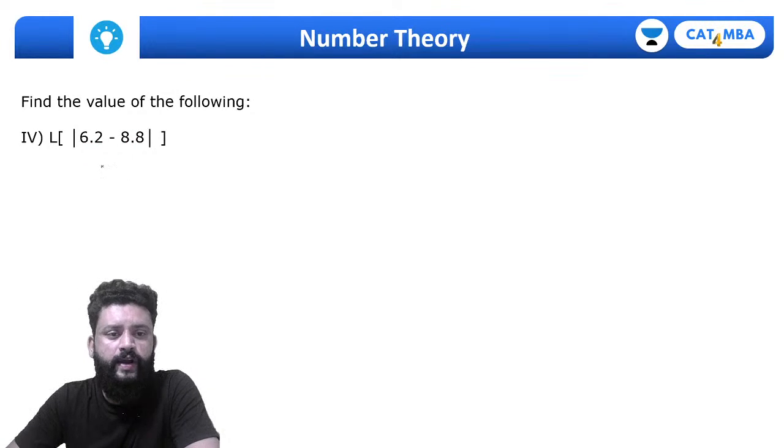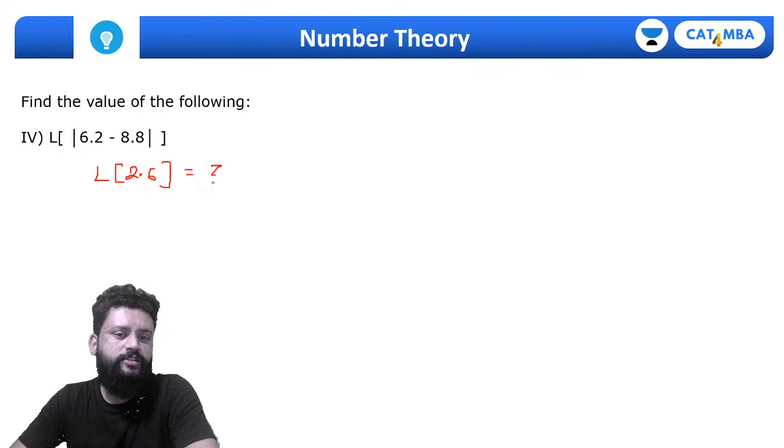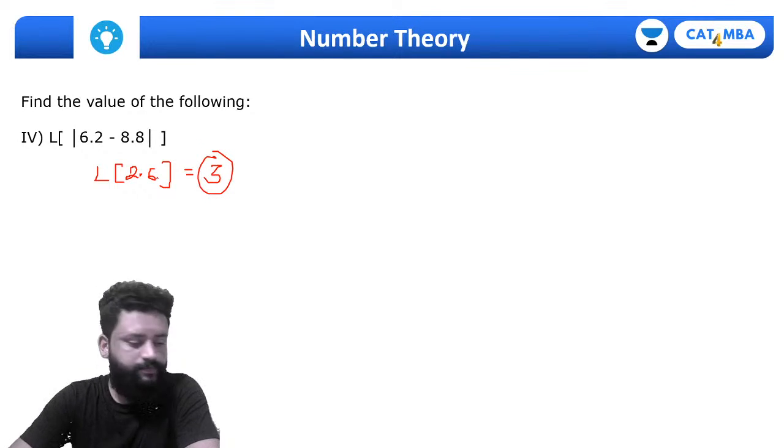It is 2.6, so minus 2.6 will come. The least integer value will be positive, it is 2.6. The least integer value of 2.6 has to be 3 on the right side.